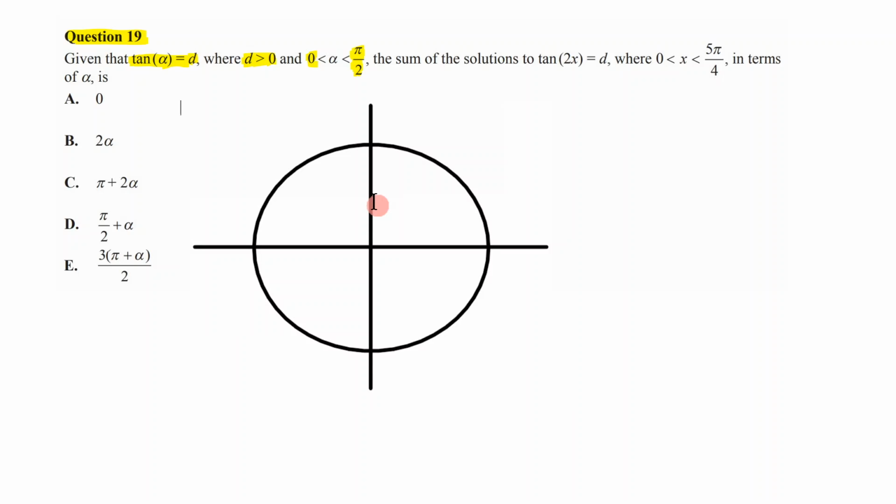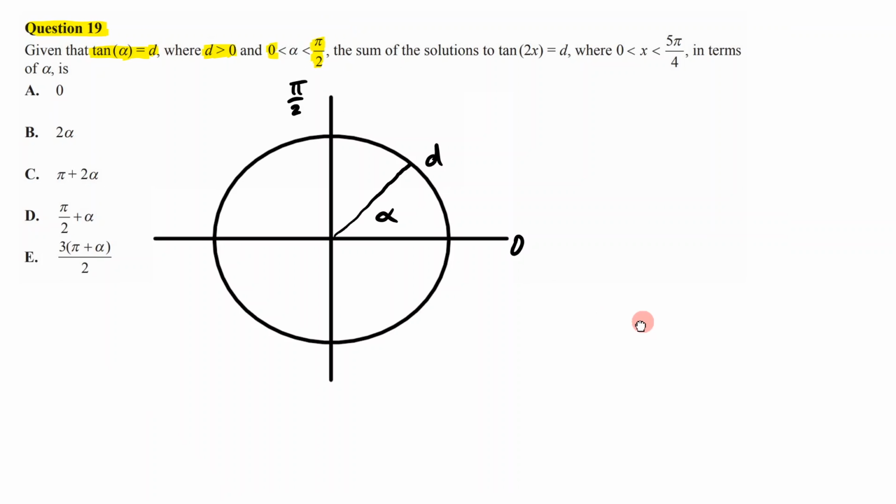So why not draw a unit circle and say that I've got tan of alpha is equal to d, and my alpha is between 0 and pi on 2. So here is 0, here is pi on 2. That must mean this right here will be alpha. And when I go tan of alpha, I'm going to get d out. Okay, so I have just a bit of a visual of what I'm doing here.